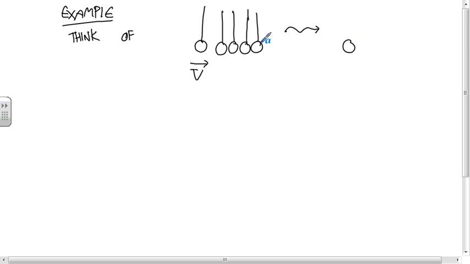The one coming in from the side stops dead. So you still have 4 that are stopped like this. And the one on the other side leaves this way with a speed v.